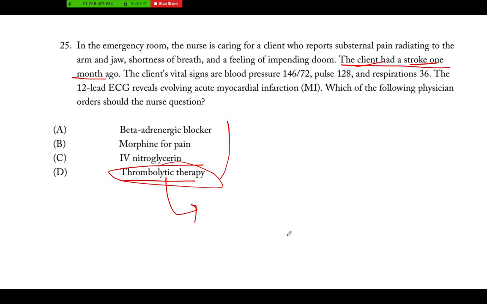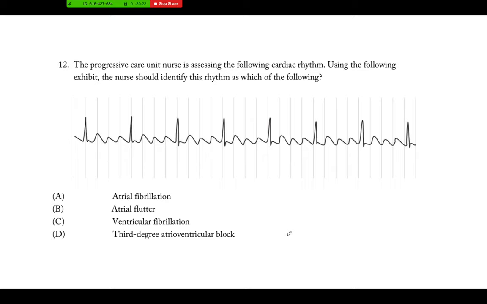Okay, good. Very good. Okay, next. Progressive care unit nurse assessing the following cardiac rhythm. What do you think of it? Wonderful. Sure, absolutely. So let's take a minute to talk about those.